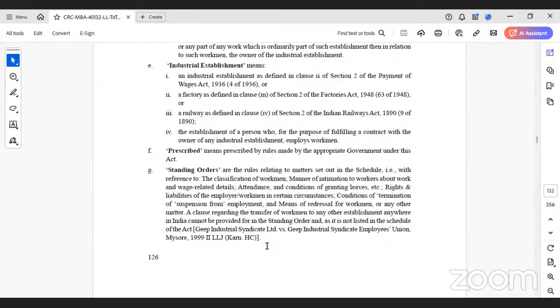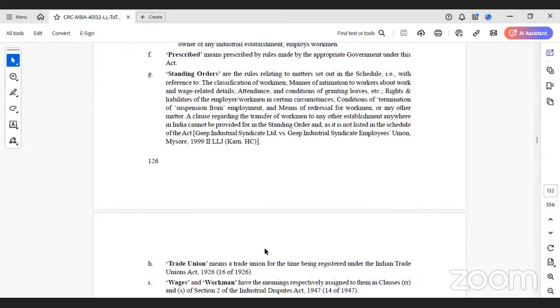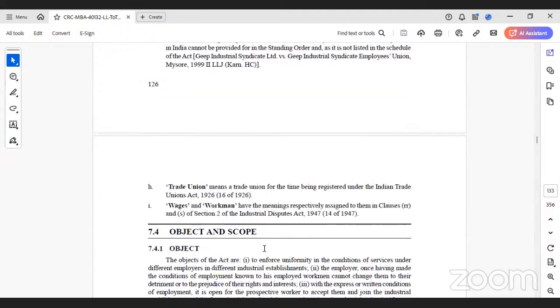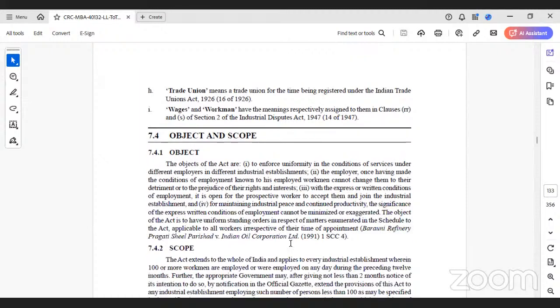Standing orders are the rules relating to the matters set out in the schedule, that is, with reference to the classification of the workmen, manner of intimation to workmen about the work, wage-related details, attendance and conditions of granting leaves, rights and liabilities, the suspension, termination, and the conditions for that. Okay, the redressal of the workmen. So all these things are mentioned in the standing orders. And as already defined, a trade union is a union which has been registered under the Trade Unions Act 1926, and wages and workmen have the meanings respectively assigned under the Industrial Disputes Act 1947.